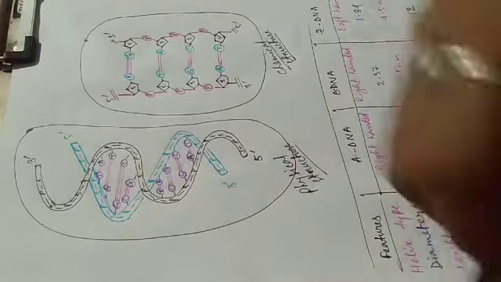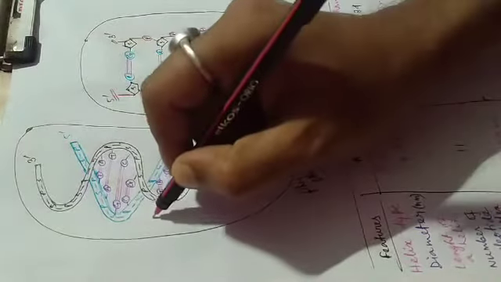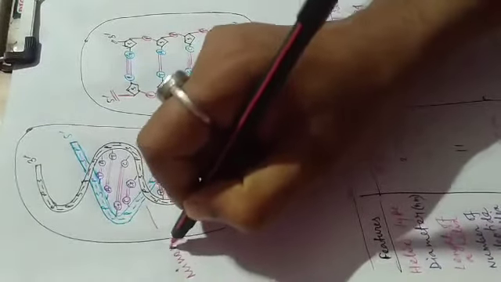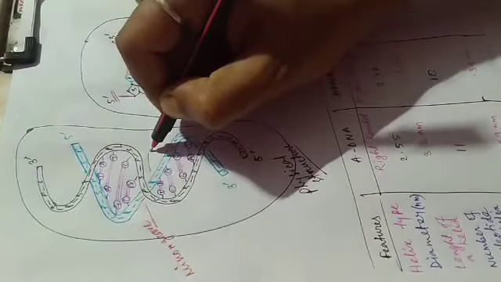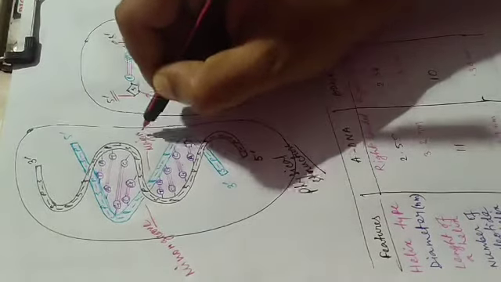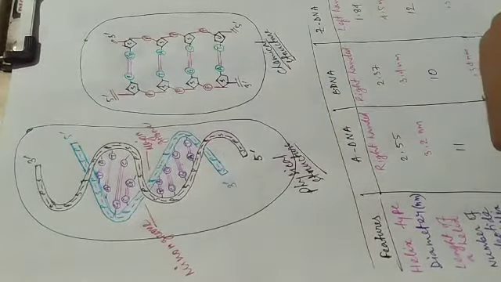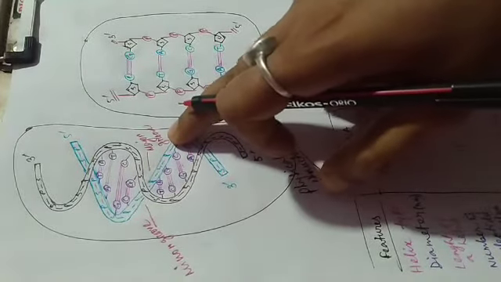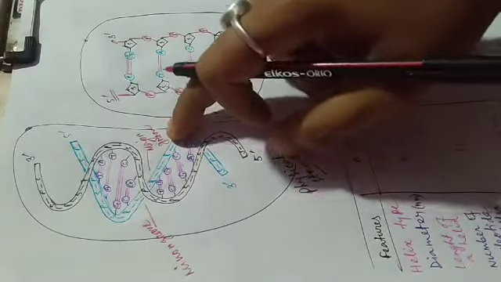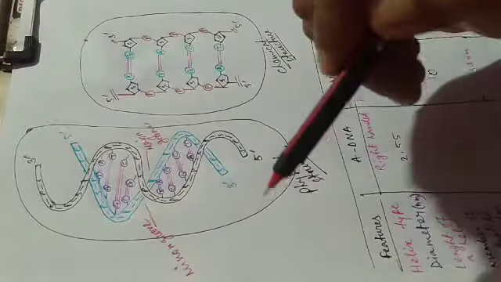DNA also has two grooves. This is called the minor groove, and this is called the major groove. So DNA has two grooves, the minor groove and the major groove. If the depth of the groove is larger, then it is called the major groove. If it is smaller, then it is called the minor groove.